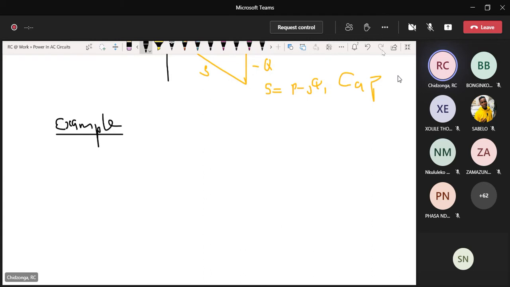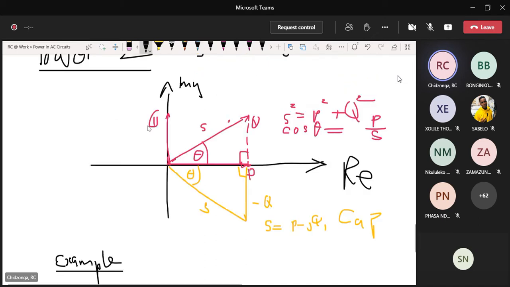No, come on. That's not my screen. That one.